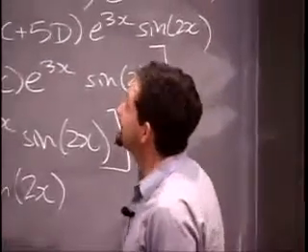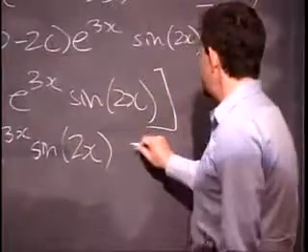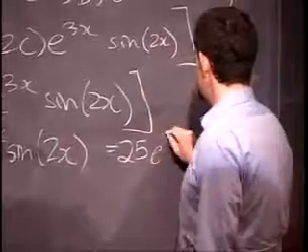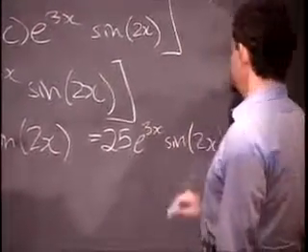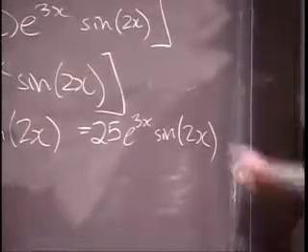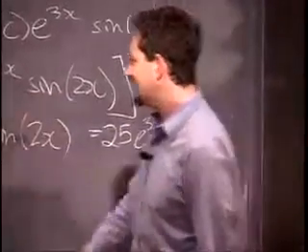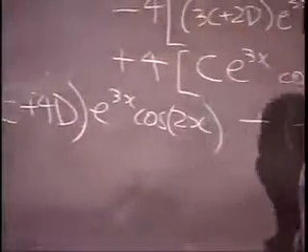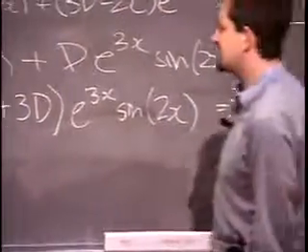Come on. This had to be equal to 25 e to the 3x sine 2x. Look, it's just computation. I mean, it's messy, I admit. But how are you going to match these things up? The only way you can do it is if the cosine bit, minus 3c plus 4d, is 0, and the sine bit is equal to 25. So that's how these things have to match.